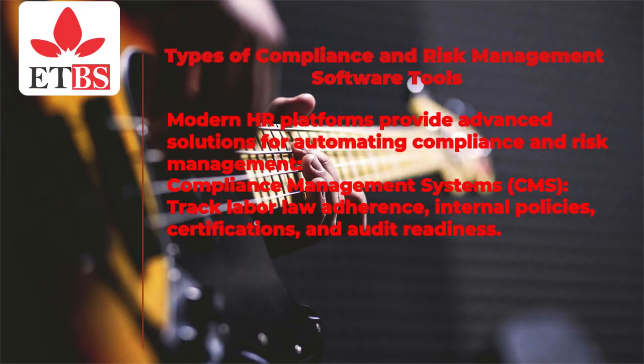Types of compliance and risk management software tools. Modern HR platforms provide advanced solutions for automating compliance and risk management. Compliance management systems, CMS, track labor law adherence, internal policies, certifications, and audit readiness. Legal documentation platforms store, manage, and automate contracts, agreements, and legal forms. Risk assessment tools identify HR-related risks, prioritize them, and recommend mitigation strategies. Automated reporting dashboards provide real-time compliance metrics, audit trails, and regulatory reports.